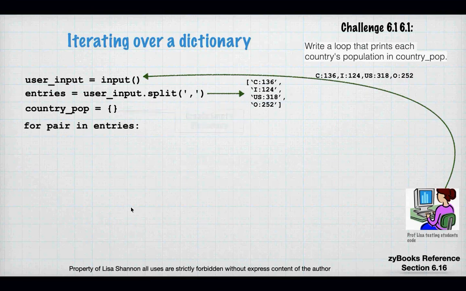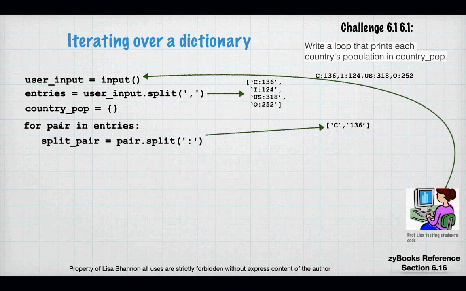And then I say for pair in entries. Entries is right here. It's my list. I have a list of four strings. So now I'm going to say for pair in entries. Pair is just a variable name, because I've defined it. It's local to the loop. Entries is my list. So I'm going to split them on the colon. So the first time I split them on the colon, I'm just going to get C, 136. So that's its own list now.